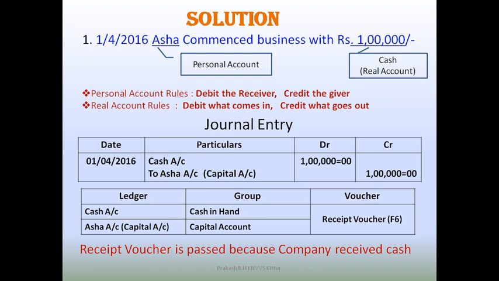The personal account rule says debit the receiver, credit the giver. So Asha is the giver, therefore it will be entered on the credit side. So Asha account 1 lakh on the credit side.